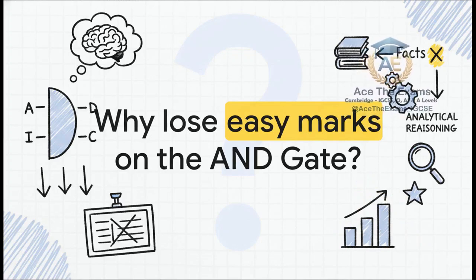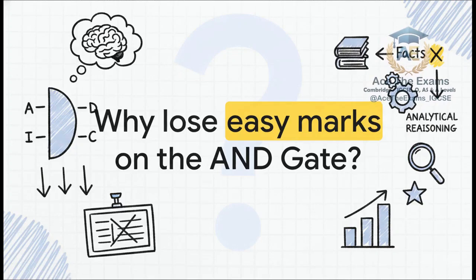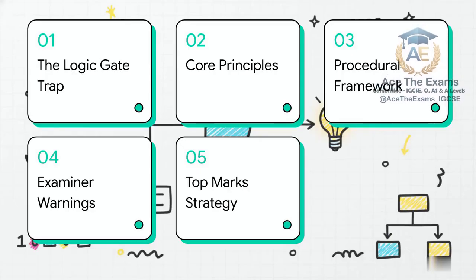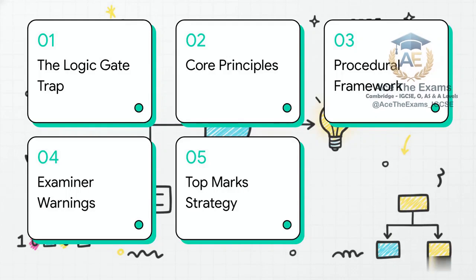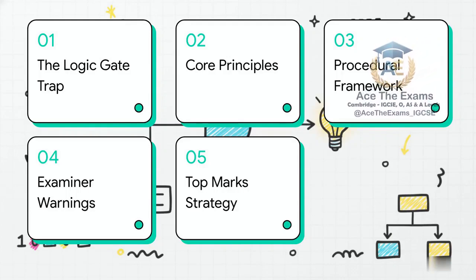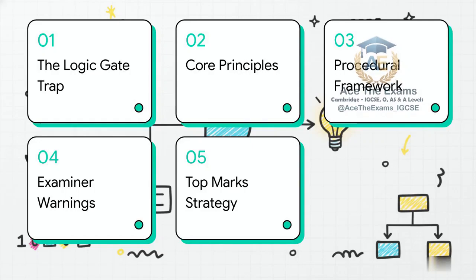The harsh reality is that too often we focus entirely on raw facts, just like Alex, or we rush past the context, just like Sam, instead of applying the analytical reasoning that the assessment actually demands. To fix this, we are going to systematically unpack the 5 critical areas you need to master. We'll cover the logic gate trap, core principles, the procedural framework, examiner warnings, and finally, your strategies for top marks.